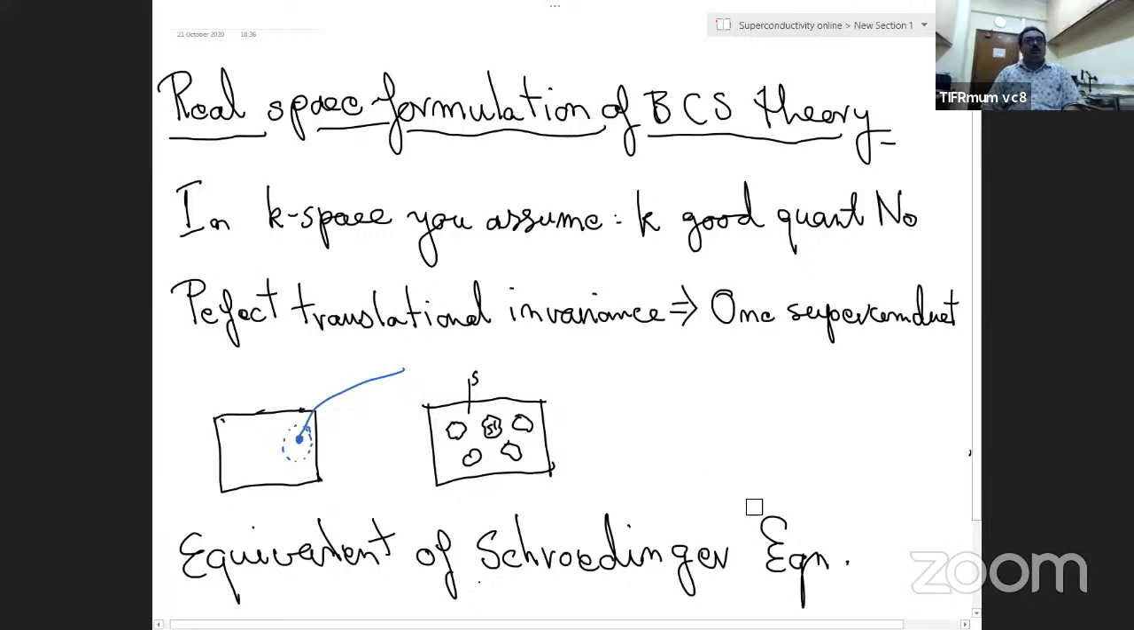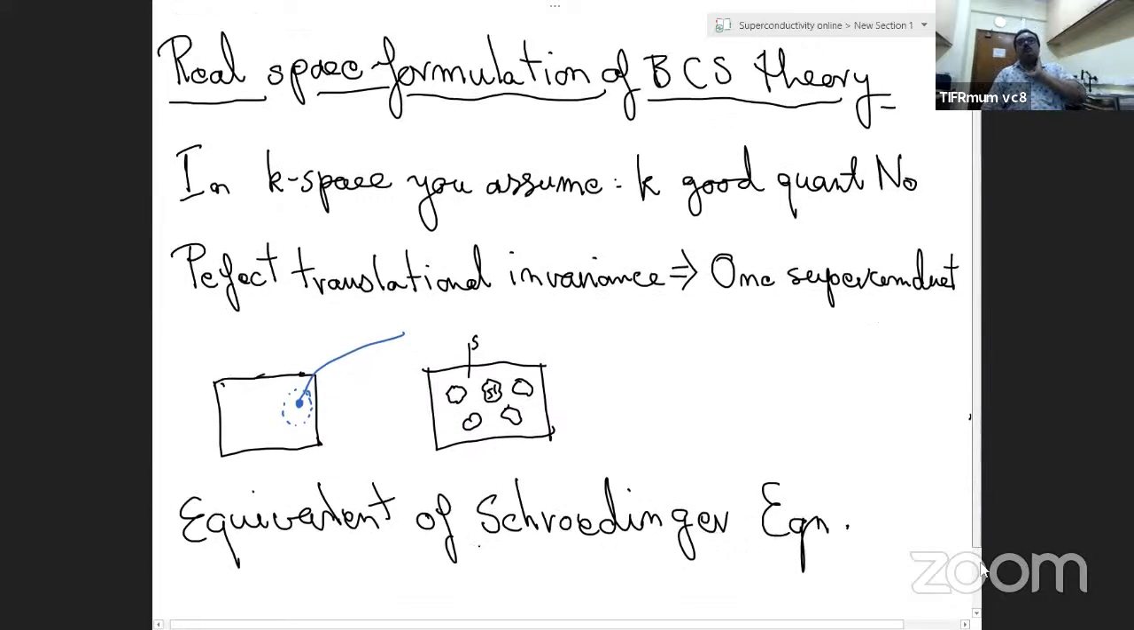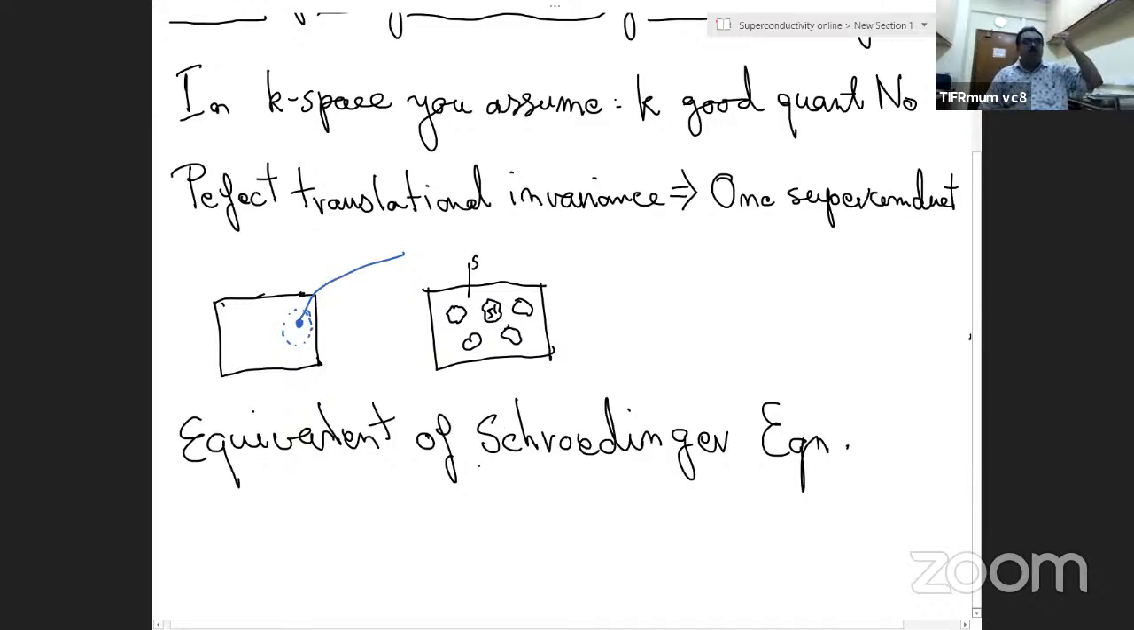Okay, so how do I get this equivalent of the Schrodinger equation? Now that's in principle easy because I know how to go from first quantized representation, which is the Schrodinger equation, to second quantized representation. Now I have to go from the second quantized representation to the first quantized representation. That will be the equivalent of my Schrodinger equation.